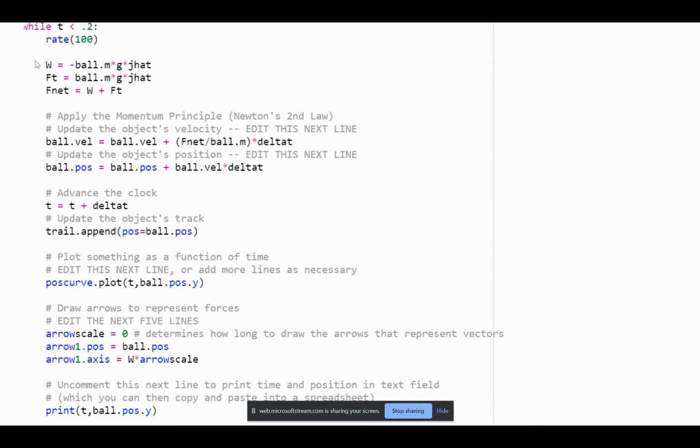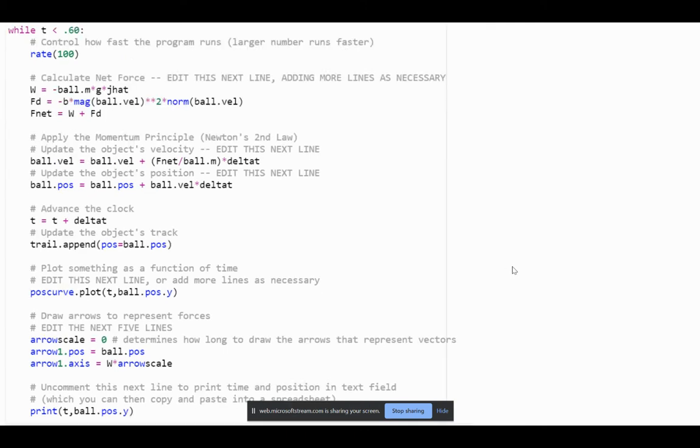This is the force of gravity, W, or weight, and then Ft is the force of tension. Since this is before it collapsed on itself, the net force will be the gravity plus the force of tension. The gravity is negative because gravity is trying to attract the slinky to the ground. And then we have the velocity update formula and the position update formula here.